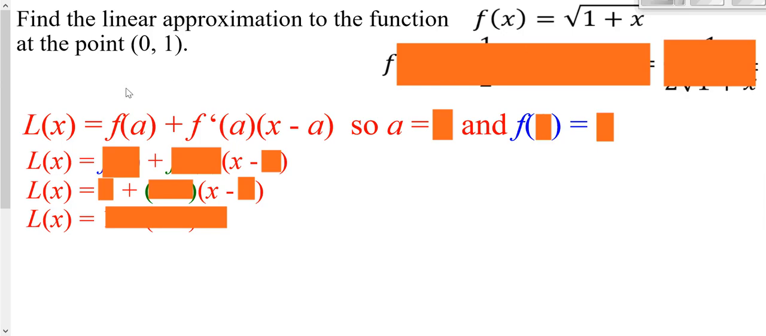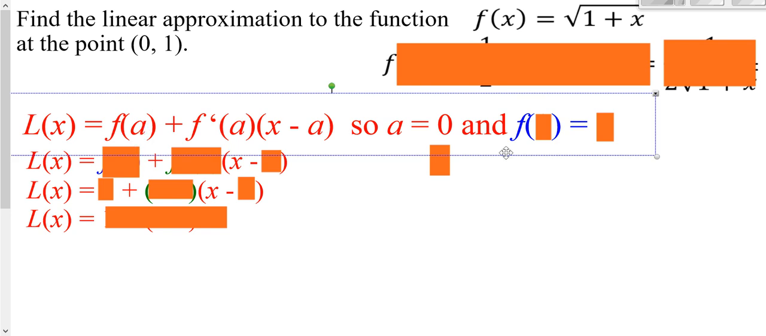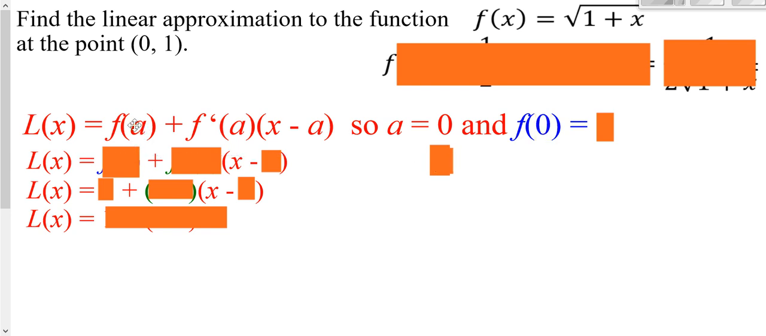So we'll go ahead and find our tangent line for this problem. We have our point. So that means a is your nice value of x. It's easy to work with, which 0 is. Then f of a, which means a would be, once again, 0. F of a is what you get when you plug 0 into your function, which we know we get 1.